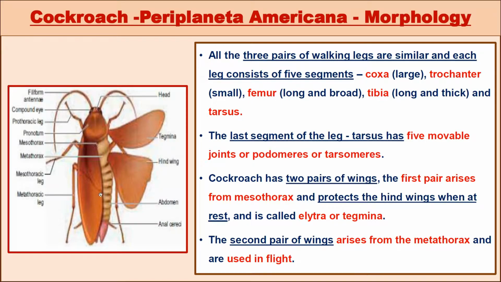Cockroach has 2 pairs of wings. The first pair is attached to the mesothoracic region, and this will protect the hind wings when it is at rest. This is called elytra or tegmina.